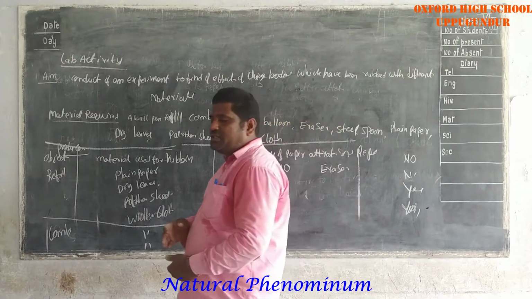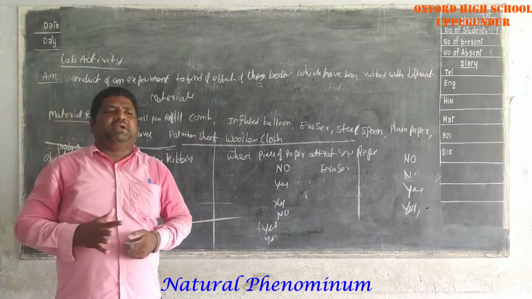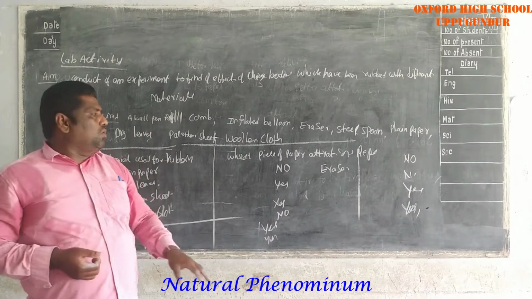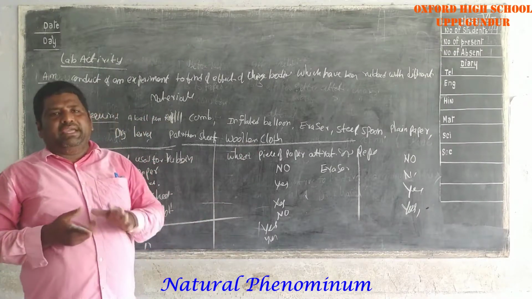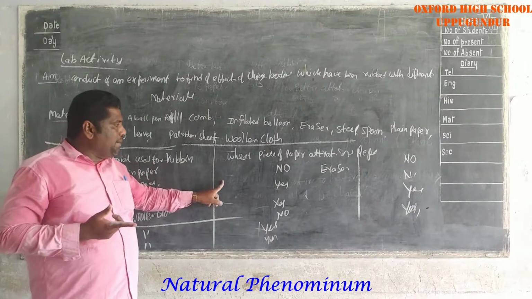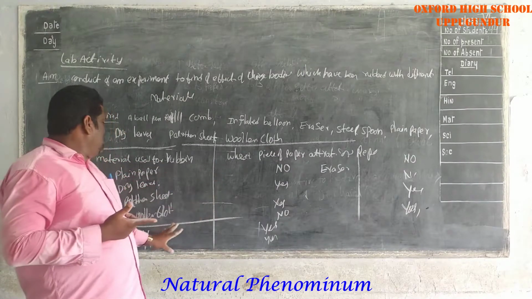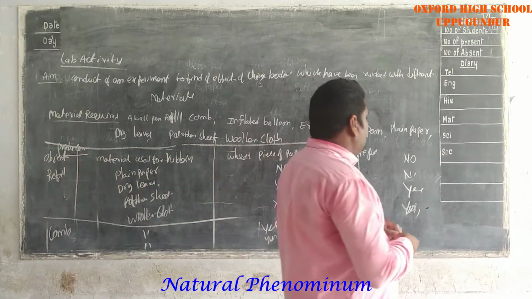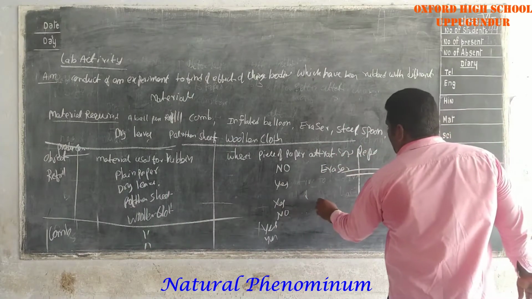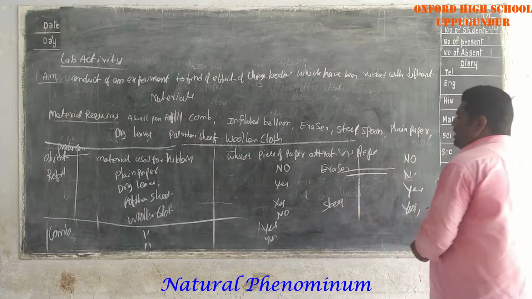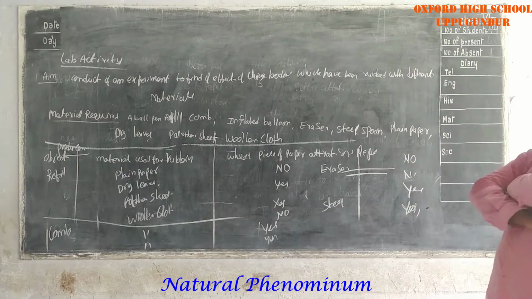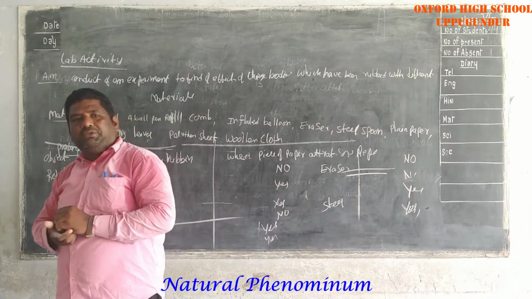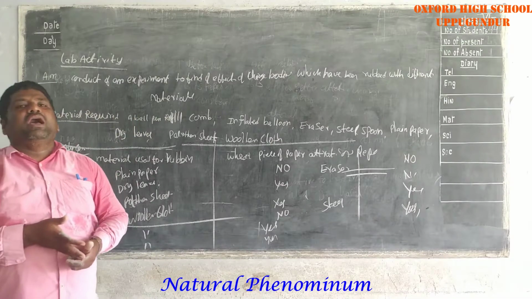The steel spoon rubbed with any type of material does not attract them. All do not attract them. No. And the steel spoon rubbed with any material, that is polythene sheet, woolen cloth, dry leaves and plain paper, all do not attract them. No. So in this table, what do you observe? Only some materials attract them and some materials do not attract them.